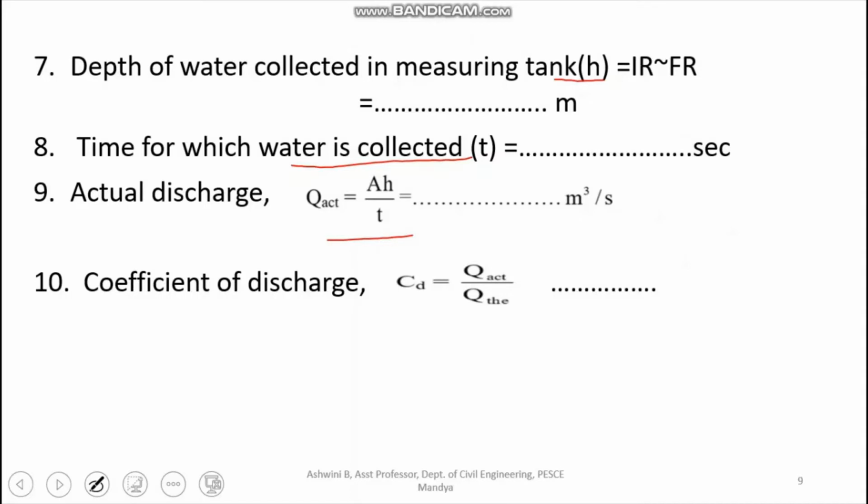which is determined by using the equation AH divided by T, where A is the area of the measuring tank and the small h is the depth of water which is collected in the measuring tank. And finally the coefficient of discharge can be calculated by using the equation Q actual divided by Q theoretical.